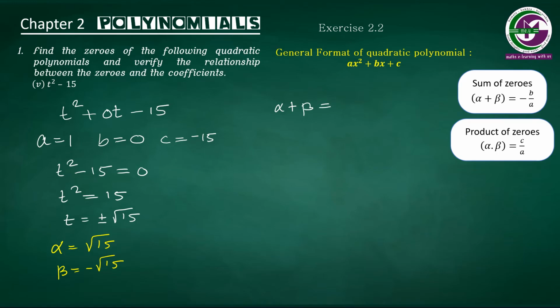Now we'll verify. First we'll find the value of alpha plus beta. Alpha plus beta equals root 15 plus negative root 15. So negative and positive of same magnitude is 0. Now negative of b by a, that is minus of b, b is 0, divided by a, which is 1. 0 divided by any number is 0. That is alpha plus beta equals minus b by a, verified.